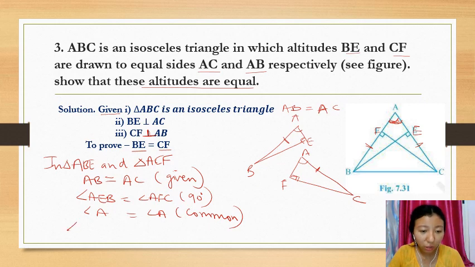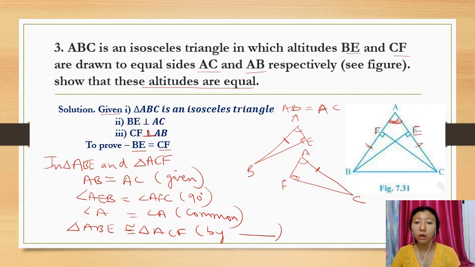So triangle ABE is congruent to triangle ACF. You have to write down SAS, or correct SSS, or AAS. All right. In the triangle, the corresponding parts should be equal. So corresponding parts: side BE is equal to CF. So therefore BE will be equal to CF.